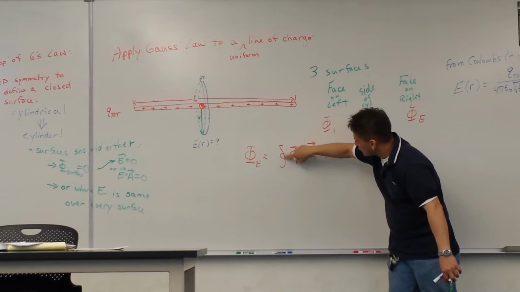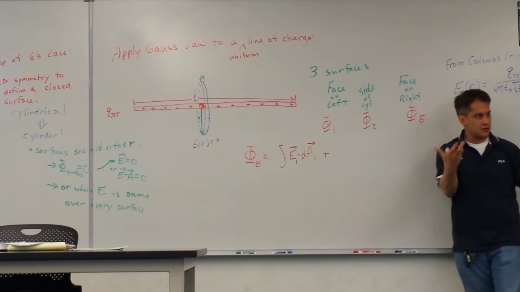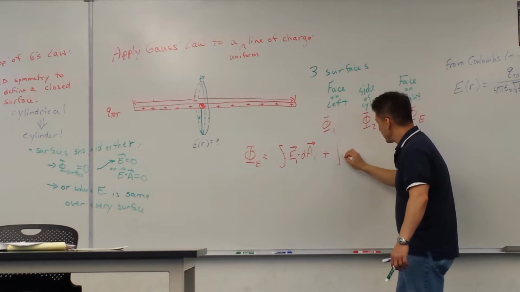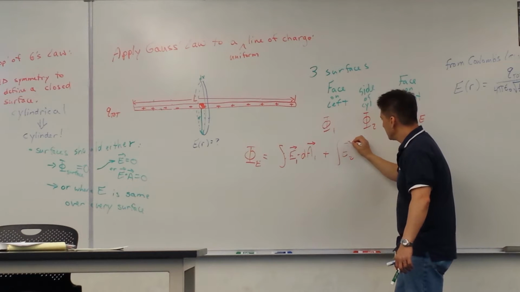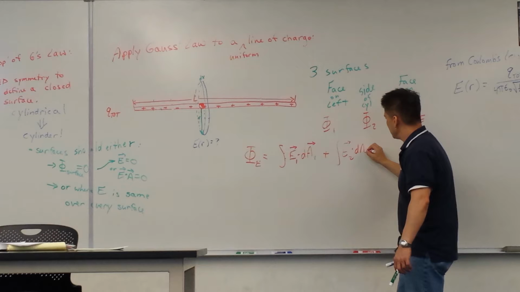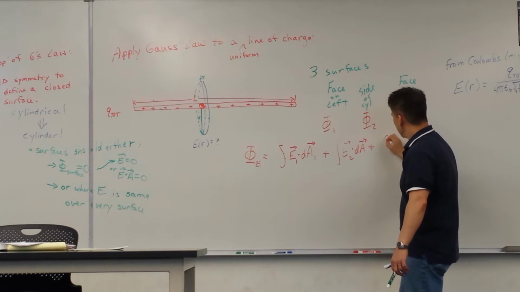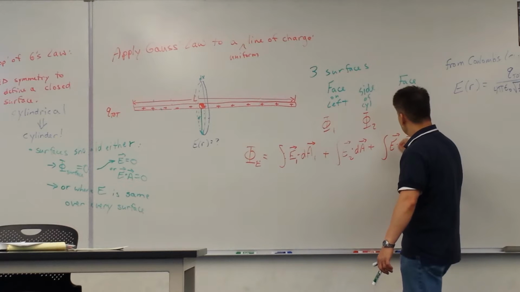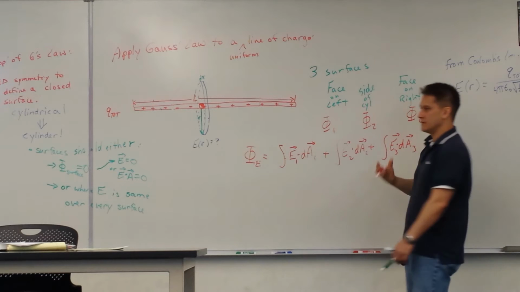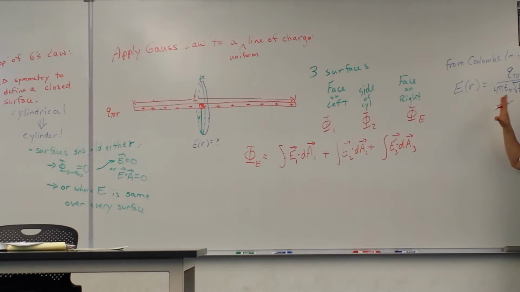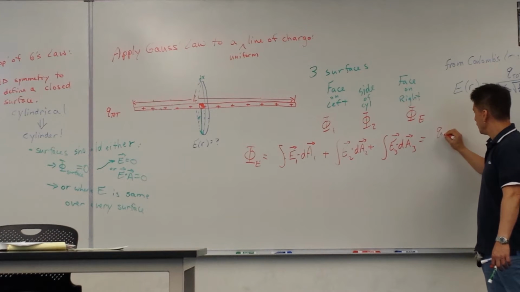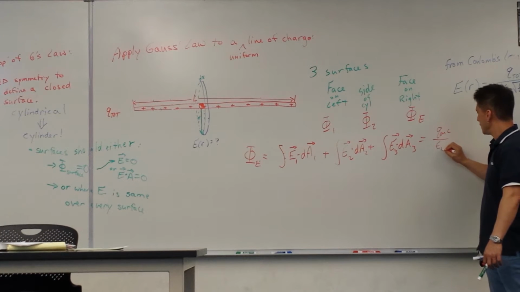It's not a closed field, it's just over that particular closed surface. Plus, we would have to evaluate the surface flux associated with the shaft, plus the surface flux, E dot dA, for the right face. And when you add all this together, it should be equal to Q enclosed divided by epsilon.